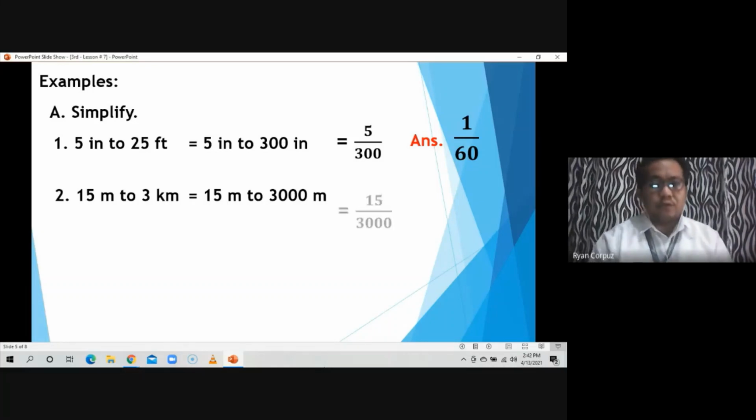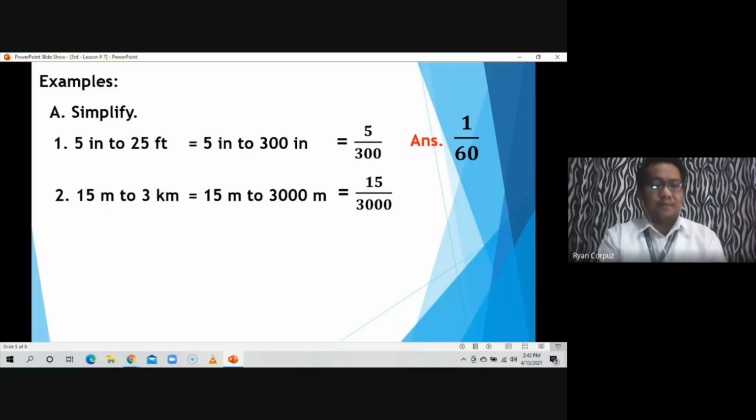Then, write it in fraction form. So, magkakaroon tayo ng 15 over 3,000. Then, let's find the lowest term of it. Both numerator and denominator are divisible by 15. So, 15 divided by 15, that would be 1. Then 3,000 divided by 15 is how many? That will come up with 200. So, that will come up with the final answer as 1 over 200. So, when we simplify 15 meters to 3 kilometers, it will be equal to 1 over 200. So did you get example number 2?